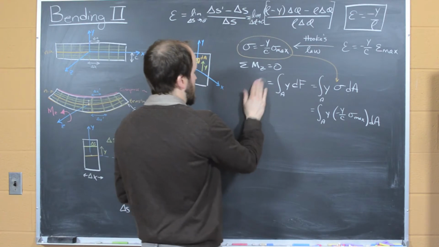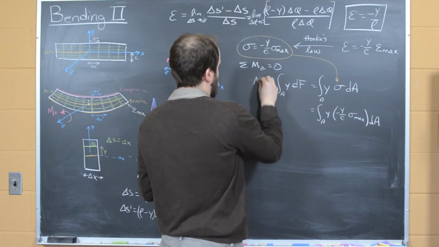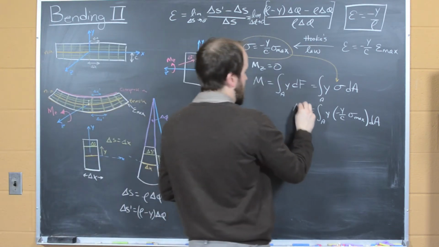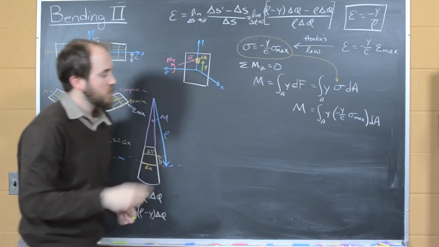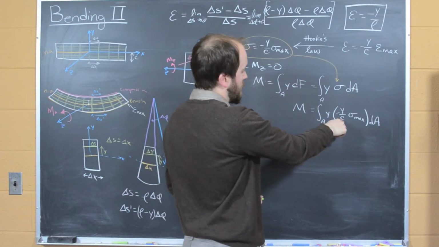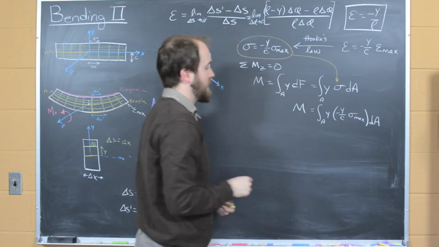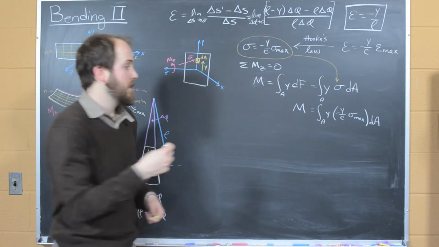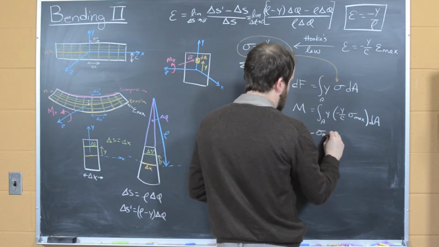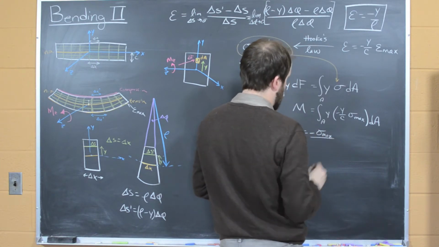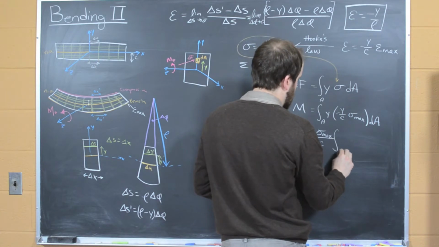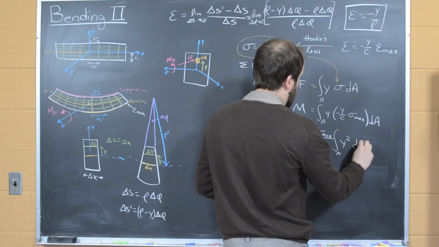Sorry, this shouldn't be equal to 0. This should be equal to our moment. And so I can write that here as well. So our moment is going to be equal to the integral of y squared over c times sigma max. So some of these things we can pull out of this integral, right? So we can rewrite this as negative sigma max, which doesn't vary as a function of y, c, which doesn't vary as a function of y, times the integral of y squared dA.